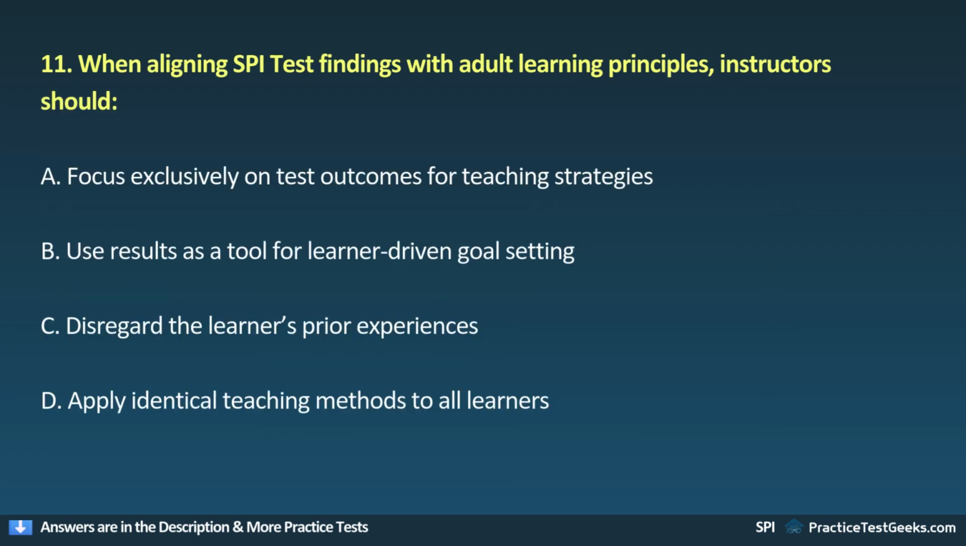11. When aligning SPI test findings with adult learning principles, instructors should: A. Focus exclusively on test outcomes for teaching strategies. B. Use results as a tool for learner-driven goal setting. C. Disregard the learner's prior experiences. D. Apply identical teaching methods to all learners.